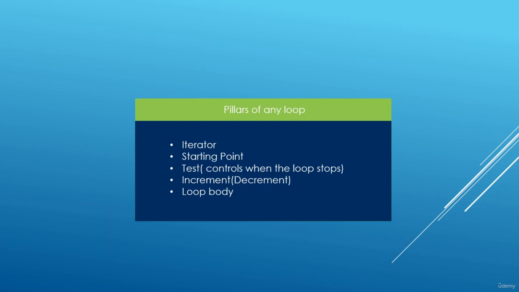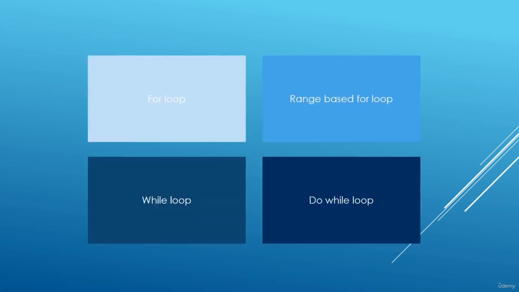We had a chance to see the pillars of any loop you're going to do in your C++ application. We have seen that we have 5 parts. We have an iterator, the starting point, the test, the incrementation part, and we have a loop body, which is going to contain the code we want to run inside the loop multiple times. We have seen that we have for loop, range-based for loop, while loop and do while loops.